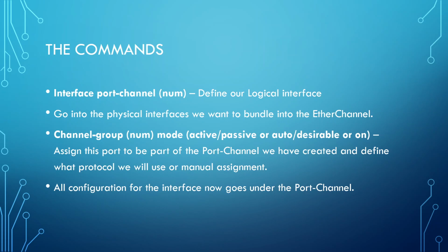Once we've defined our logical interface, we then have to identify which links we want to bundle into the EtherChannel, and we simply use the command channel-group number mode active, passive, or auto, desirable or on. With this command, the number after the channel group matters, because we're identifying which logical interface, or which port channel interface, we want to associate these physical interfaces with. Essentially we're saying, bundle this link into this EtherChannel. That matters because the whole point is we want to bundle it into the correct EtherChannel.